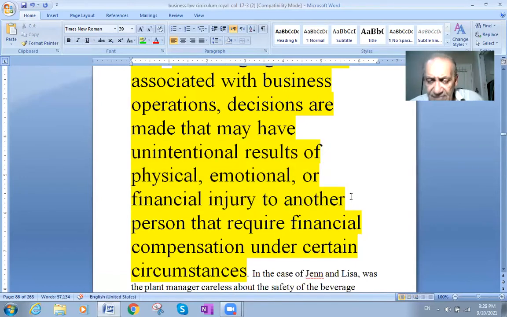Sometimes in business, while we are focusing on doing the business, we might neglect people's needs, their emotional needs, their physical needs. We care only about making profits. And that is the reason why we say this is a kind of unintentional tort, which is no care about the others because you are careless about the other.